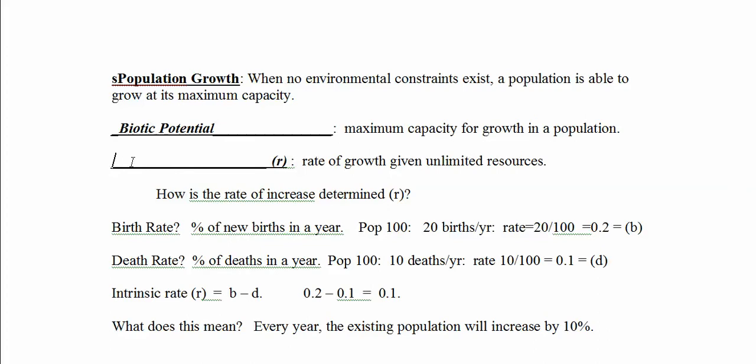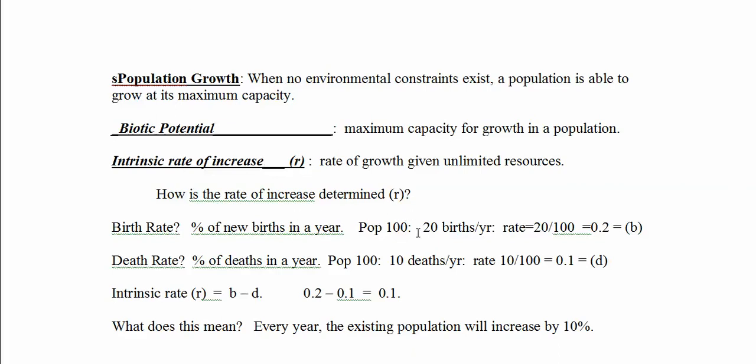In addition, the rate of growth is then called the intrinsic rate of increase. Okay? And that is typically designated by the letter R. Now, when you're talking about unlimited resources, the intrinsic rate of increase represents the biotic potential. It's the maximum rate of growth. But as we start to go through more specific examples, we're just going to use the term R to represent the actual rate of growth for various populations.